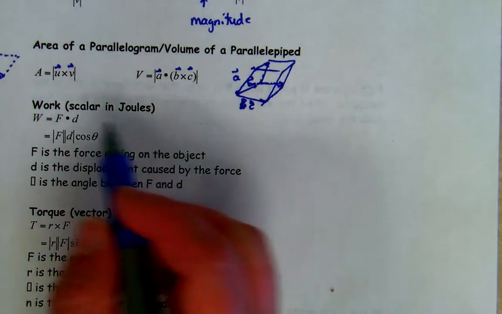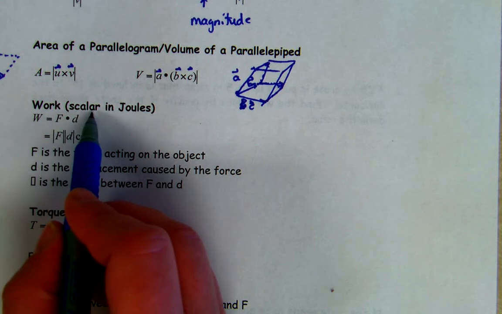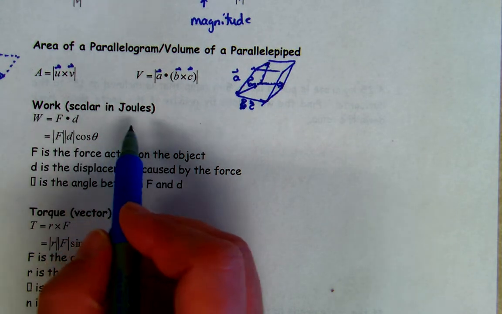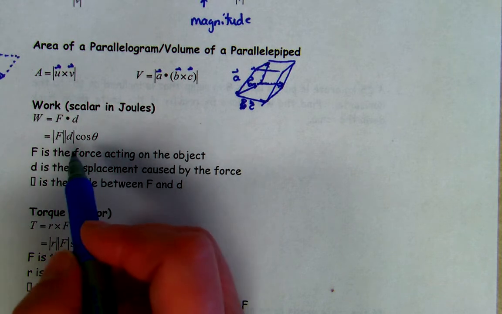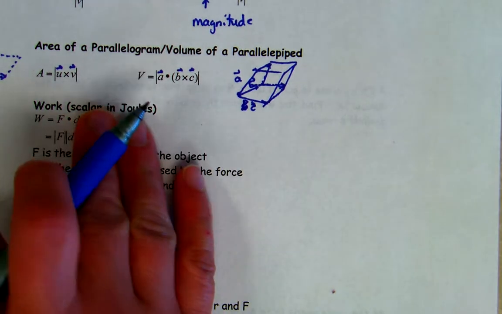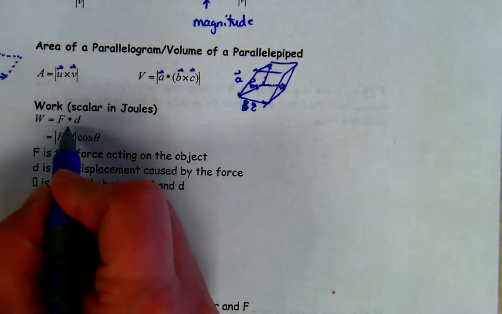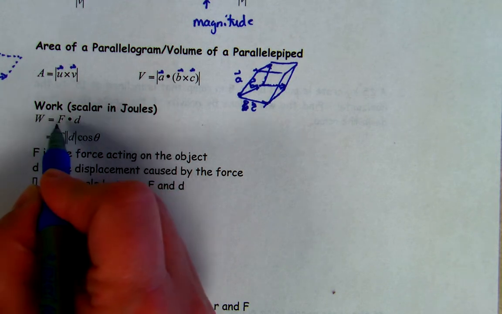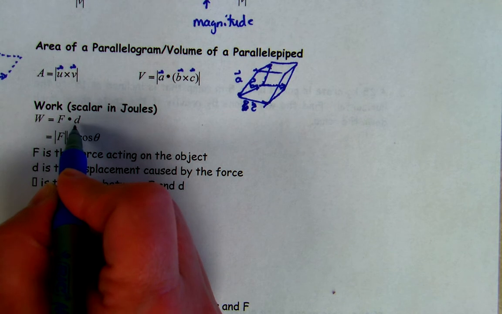We can also look at work. Work is a scalar, and the unit for work is joules. If you have any background in physics, this should be familiar. If you don't have any background, it's okay. We're going to learn to work with this. So work is the dot product between the force and the displacement. So the force is how much force I'm using to move something, and the displacement is how far I move it.